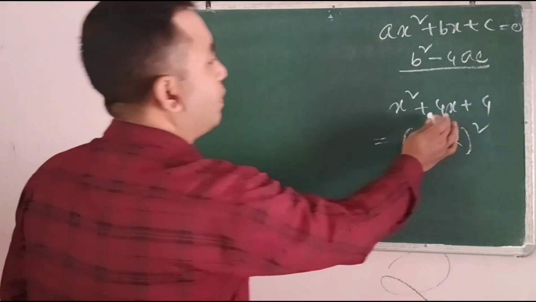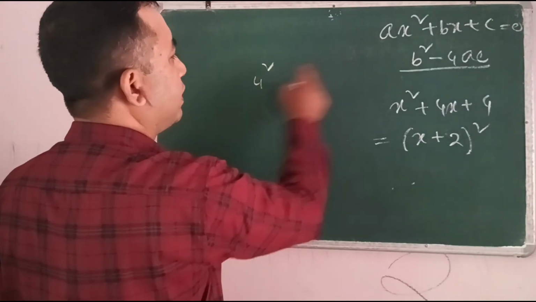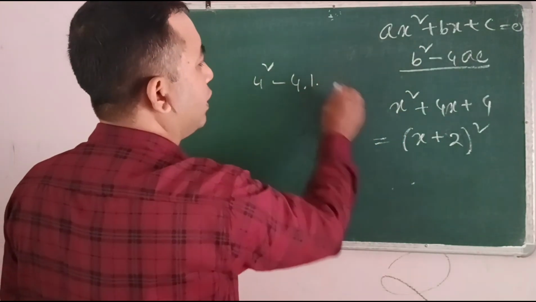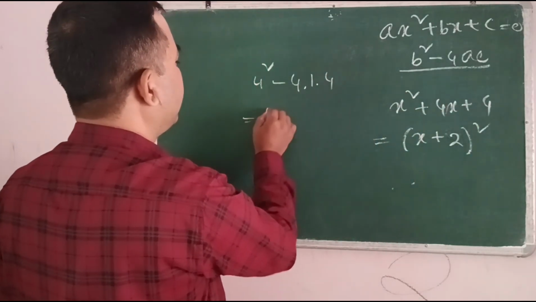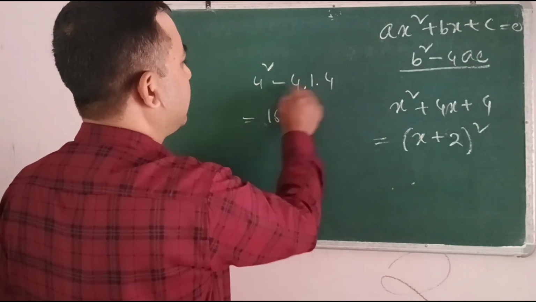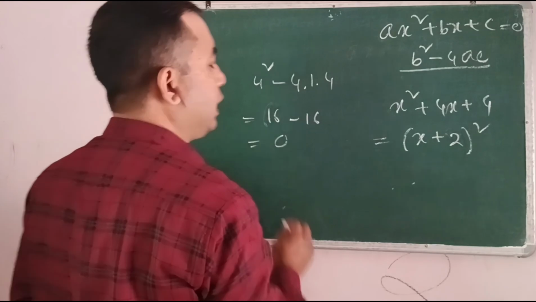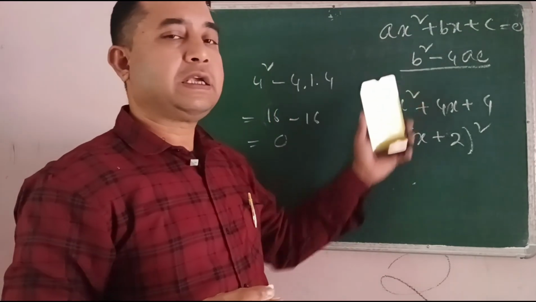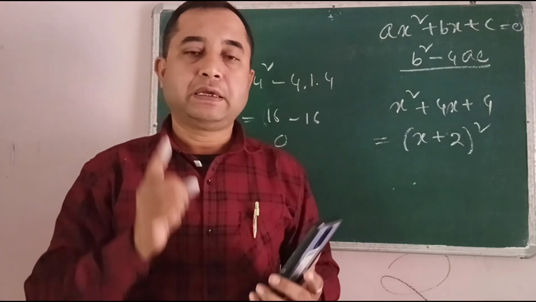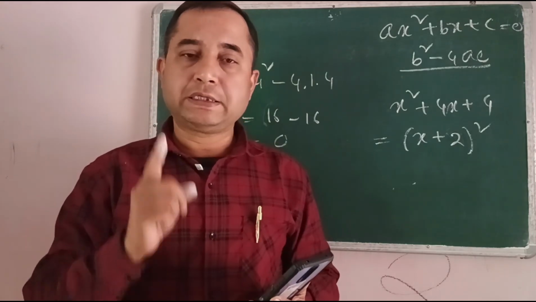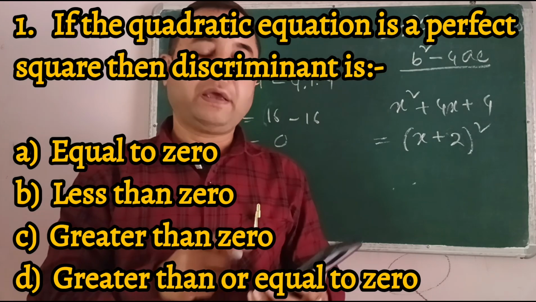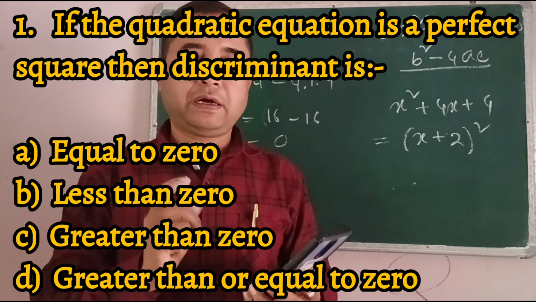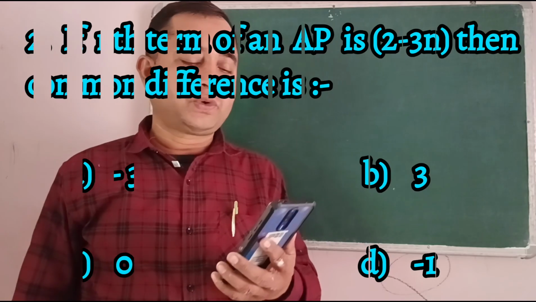How can you get this? b is 4, so b square means 4 square, minus 4 into a. What is a? a is 1. What is c? c is 4. 4 square means 16, minus 16 is equal to 0. In every case of a perfect square, you must get that the discriminant is equal to 0. Hence, the correct option of question 1 is option A, equal to 0. Okay, let us come to question number 2.